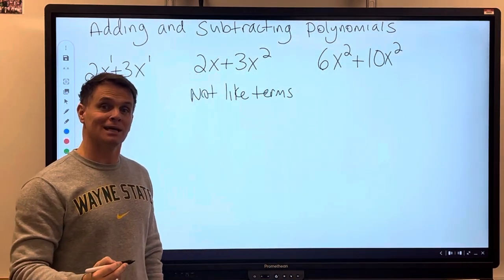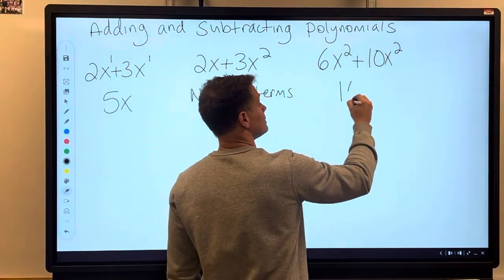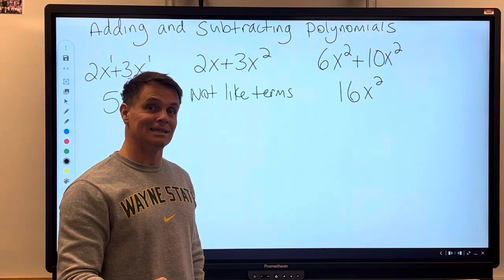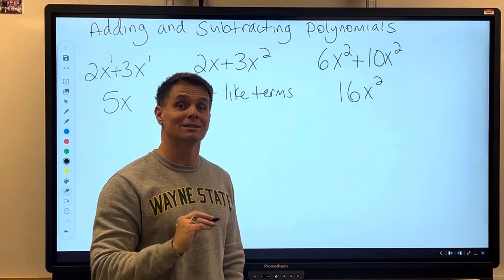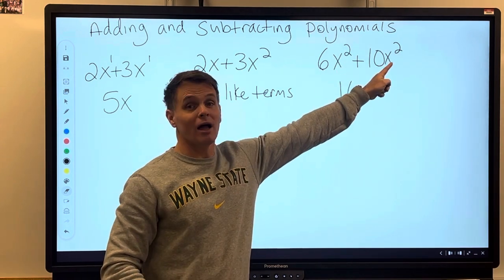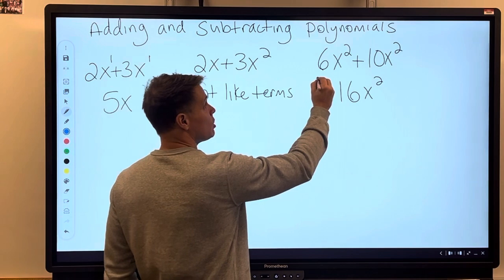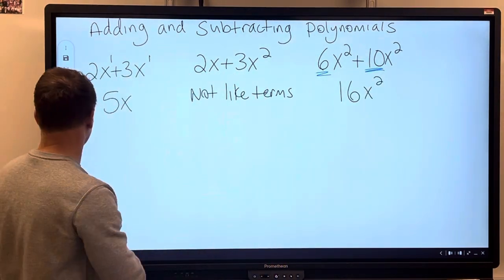Another example might be 6x squared plus 10x squared. 6x squared plus 10x squared is 16x squared. Some people will put 16x to the fourth. It's not. The variables are alike, so you keep them the same. And what you do is add what we call the coefficients, the 6 and the 10.